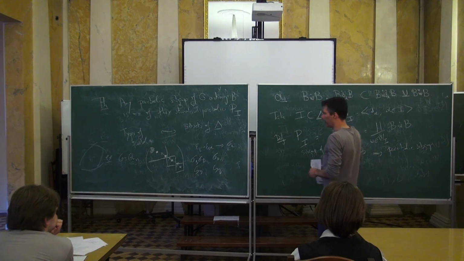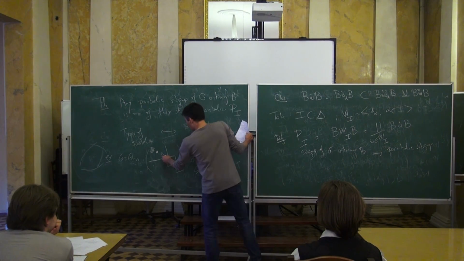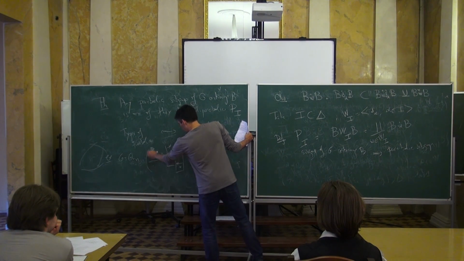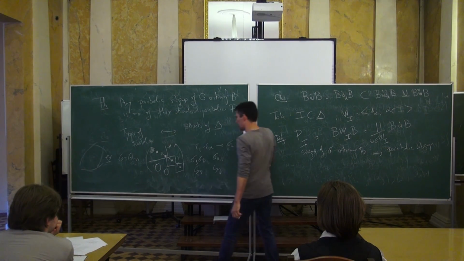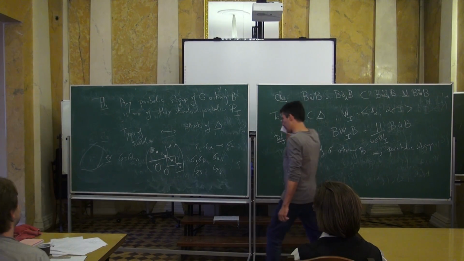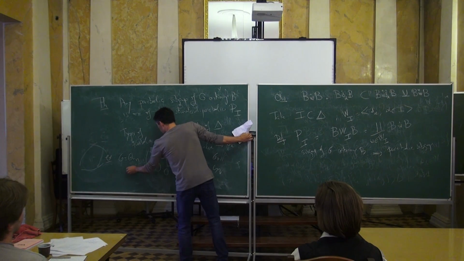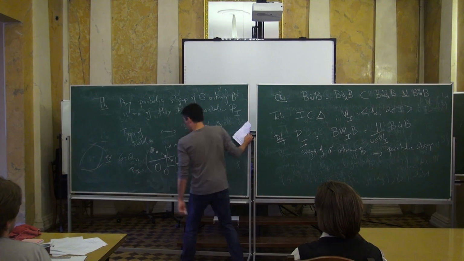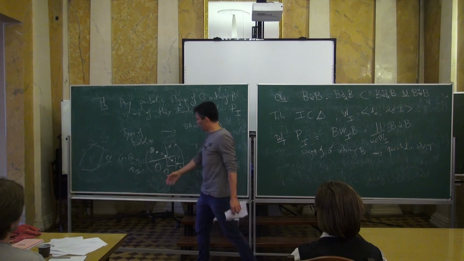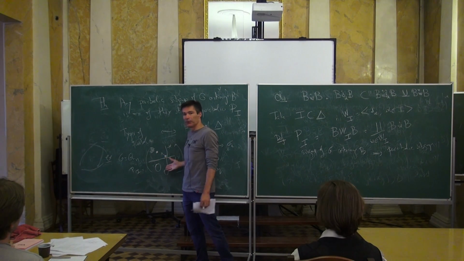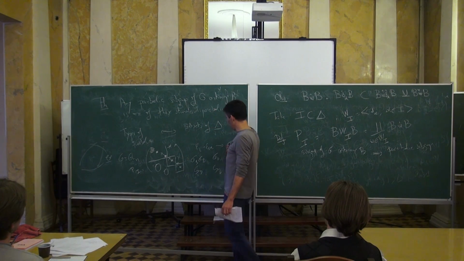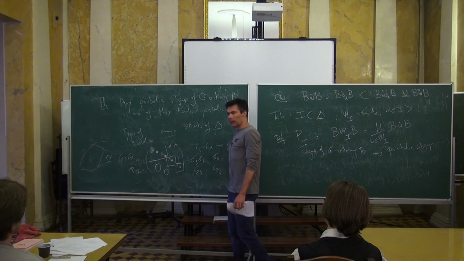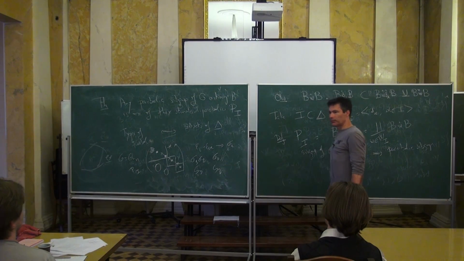And the parabolic is just the group defined by this decomposition of the space. Okay, so you have zeros here. And P_I is exactly this group, so this is the stabilizer of an incomplete flag, where the dimensions are defined by the subset of delta that you chose.